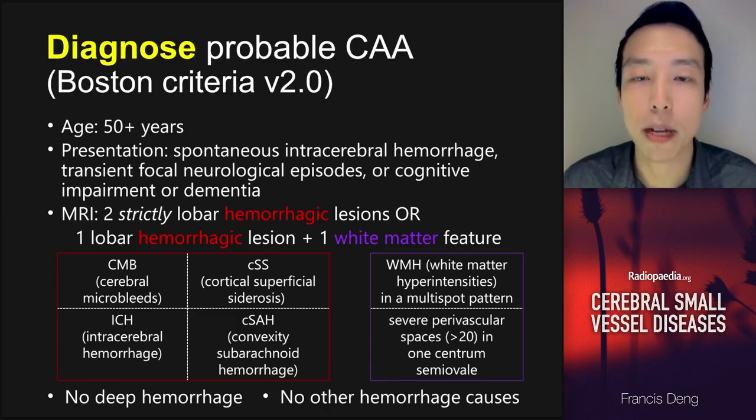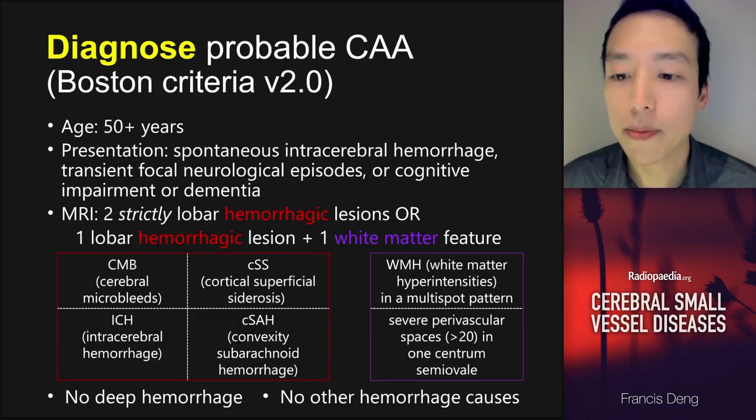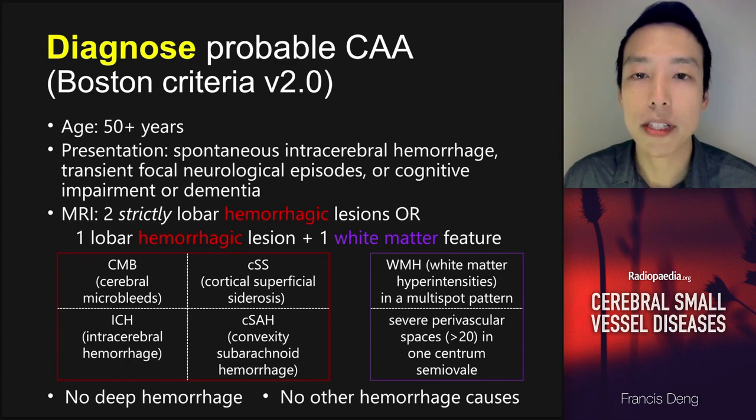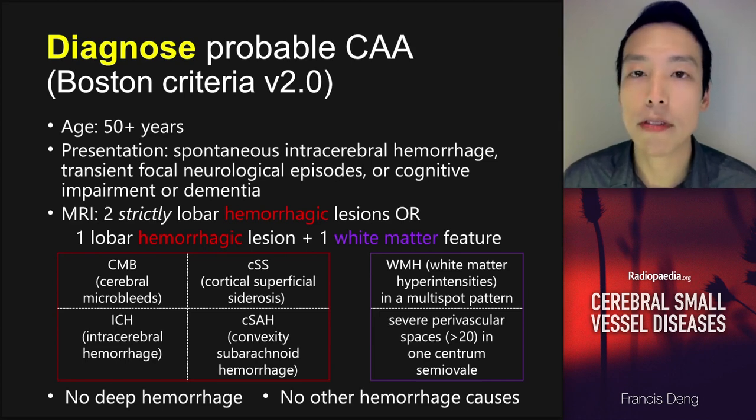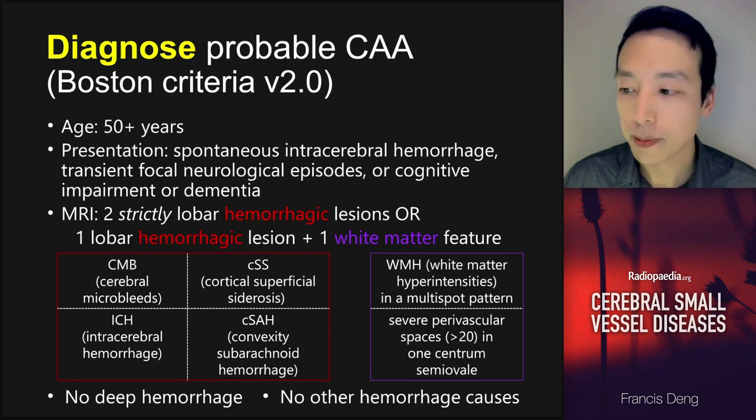So how do we diagnose cerebral amyloid angiopathy without pathology? There are diagnostic criteria, most recently updated last year as the Boston 2.0 criteria. And we're going to talk about the category of certainty called probable CAA, which is the category that you can make on the basis of clinical and radiologic findings without pathology. To meet probable CAA criteria, you have to be aged 50 or more. You have to present with either spontaneous intracerebral hemorrhage, transient focal neurologic episodes, or cognitive impairment or dementia.